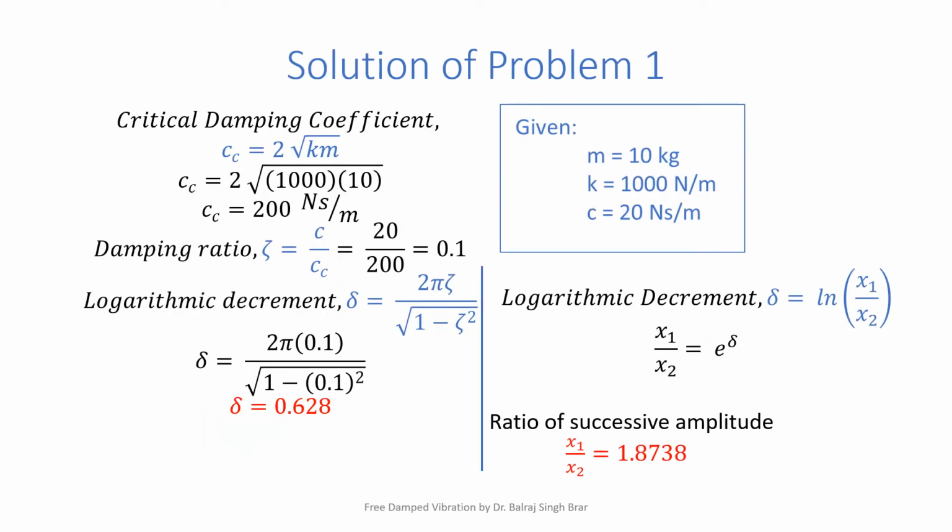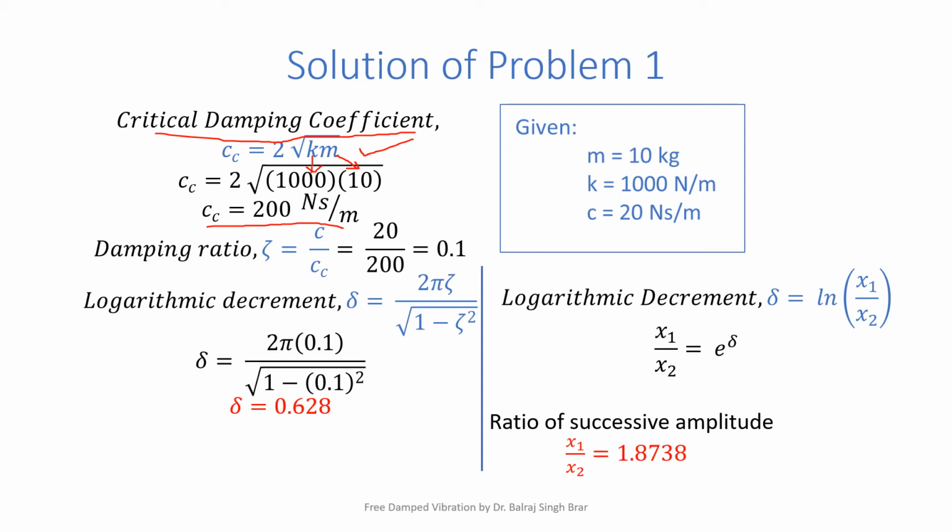Now, first of all, finding the critical damping coefficient, for which the relation we already know is Cc. Critical damping coefficient is 2 times root of Km. Now putting the values of K, 1000 Newton per meter, and mass 10 kg, we solve it to find out Cc, which is 200 Newton second per meter.